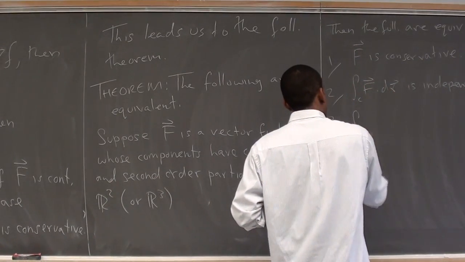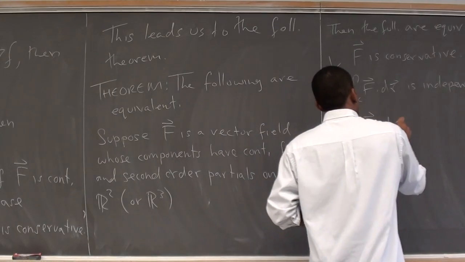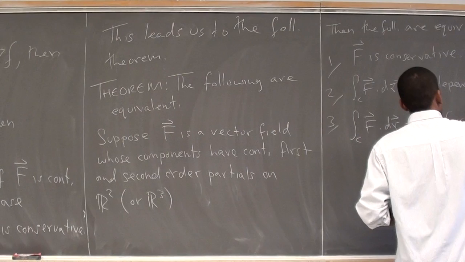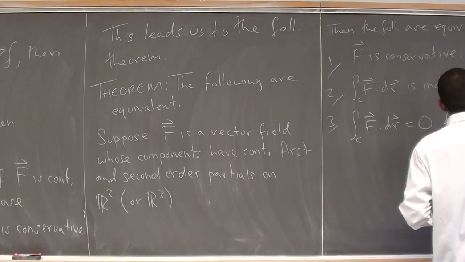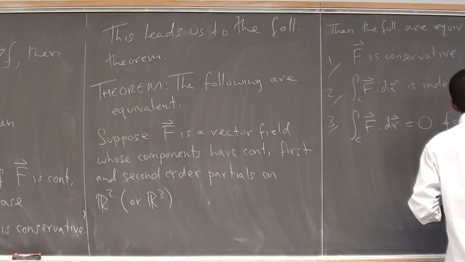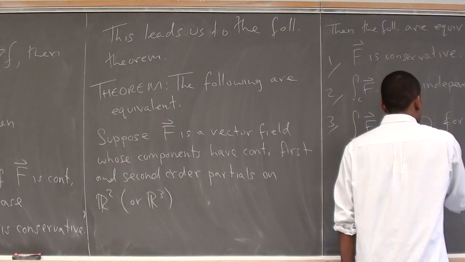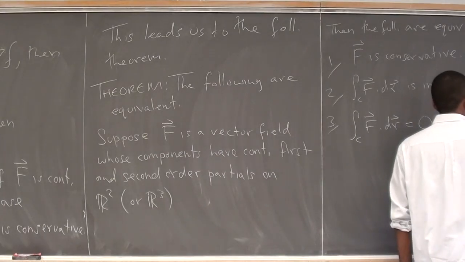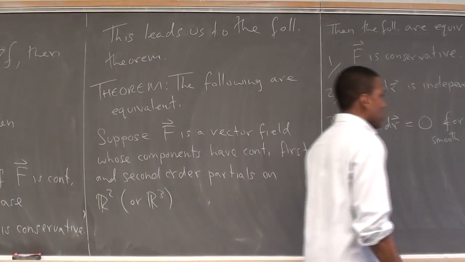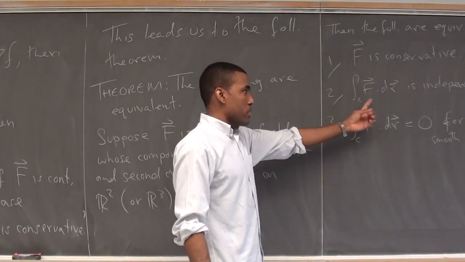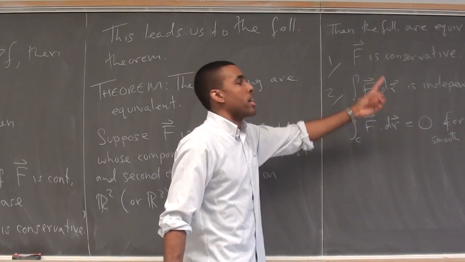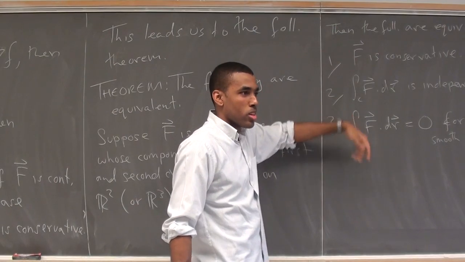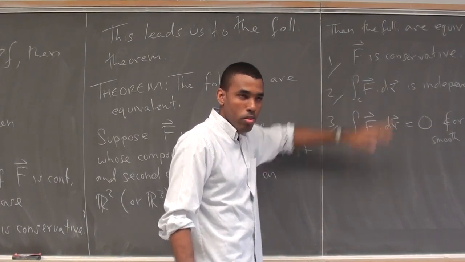3, the integral of f dot dr equals 0 for any piecewise smooth closed curve C. So if I know it's conservative, it automatically means this is independent of path. This automatically means that this is 0. And this one automatically means the other two. Once you have one of them, you have all of them.